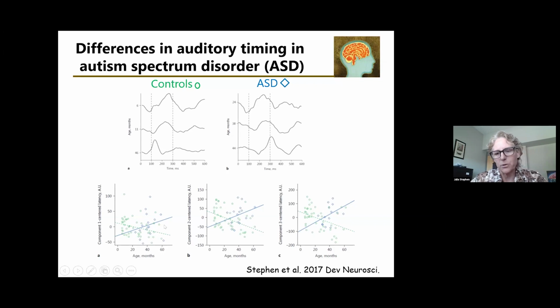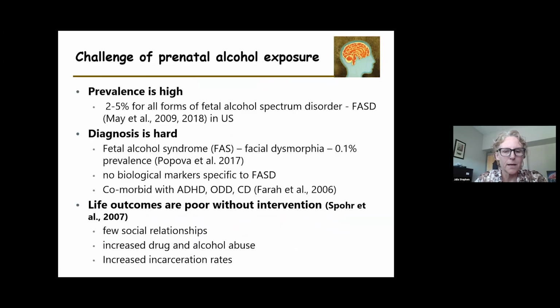So again, going back to our motivation to try and look for early markers of atypical brain development, this doesn't really work out that great because there's overlap in this age range when you can already identify kids with autism behaviorally. But there are still differences in the developmental pattern.